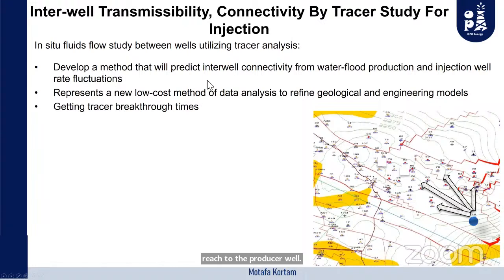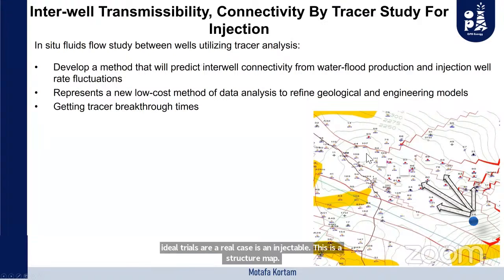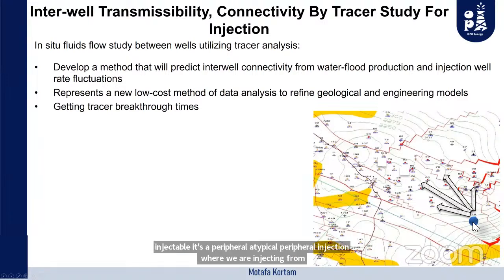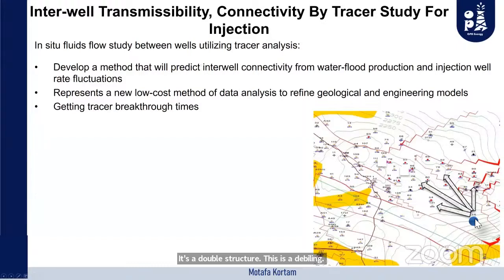For example, this is a clear example. This is a real experiment, a real case. This is an injector well. This is a structure map. Here are plenty of faults. If you look, the producer wells are distributed around the injector. It's a typical peripheral injection where we are injecting from the down structure. This is the dipping, so here is a contact, and the injector well is placed peripherally, and there are the producer wells, and that is the connectivity, the streamline or injection line from injector to producer wells.